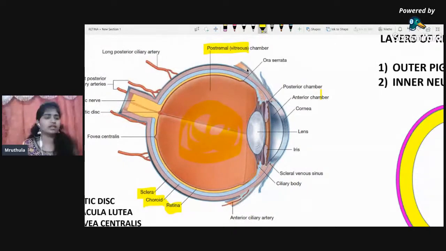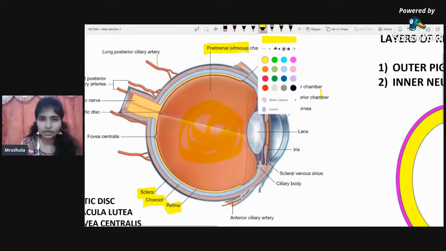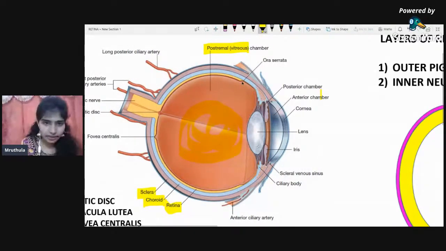Functionally, based on the activities performed by the cells in these layers, we divide them into the outer pigmented layer and the inner neural layer. Okay, so this particular yellow zone is the retina, right? I'm just highlighting it here. This zone is the retina.